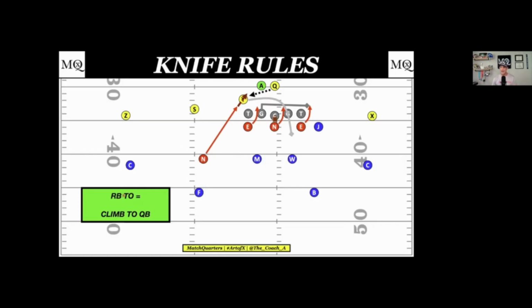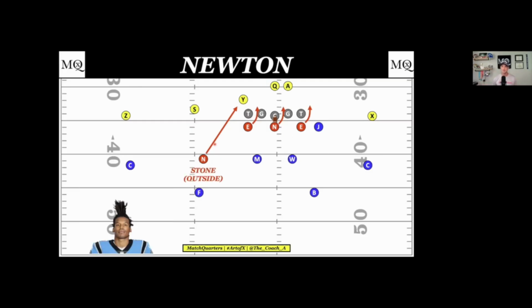So running back away, I bend to the back. Running back to, I'm going to take the quarterback, climb to the quarterback, set, contain to the quarterback. Those are what are called knife rules. And if I'm blitzing off the edge, which is the number one call within this system, then I need to make sure that I know my knife rules. So the number one call in this system or in a nickel pressure is going to be Newton.